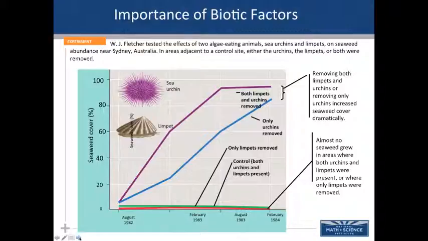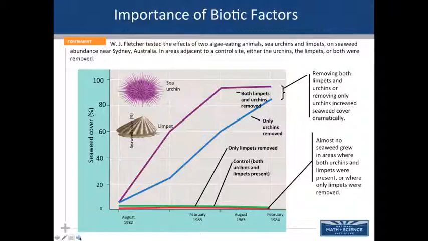What's important on this new test is being able to look at data or a graph or chart and understand what we're looking at here. This is a test that looked at the effects of two organisms that like to eat seaweed. They looked at the seaweed coverage, how good the seaweed coverage was when nothing was going on, when both the sea urchin and limpet were present, and that is shown by the red arrow. Then they took out the limpets, which is a type of algae-eating animal.